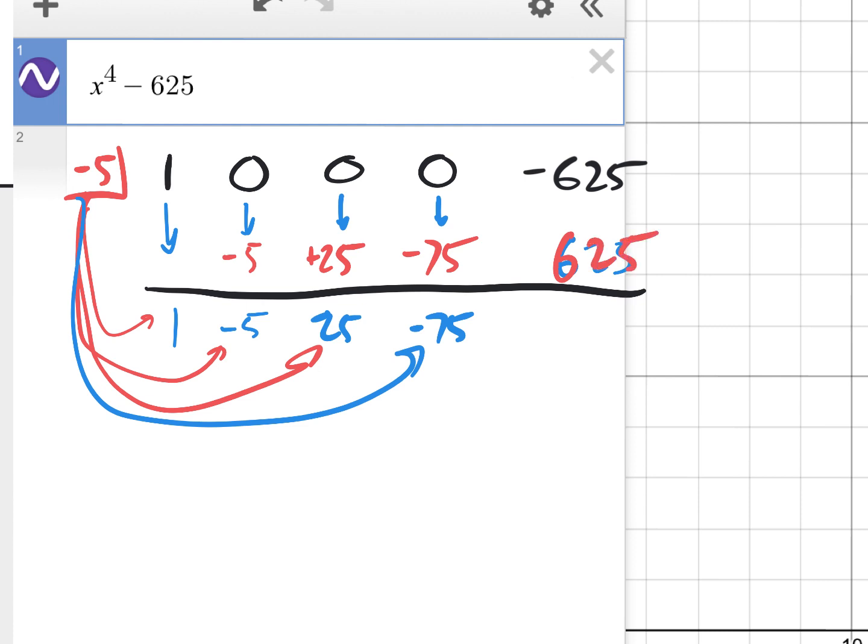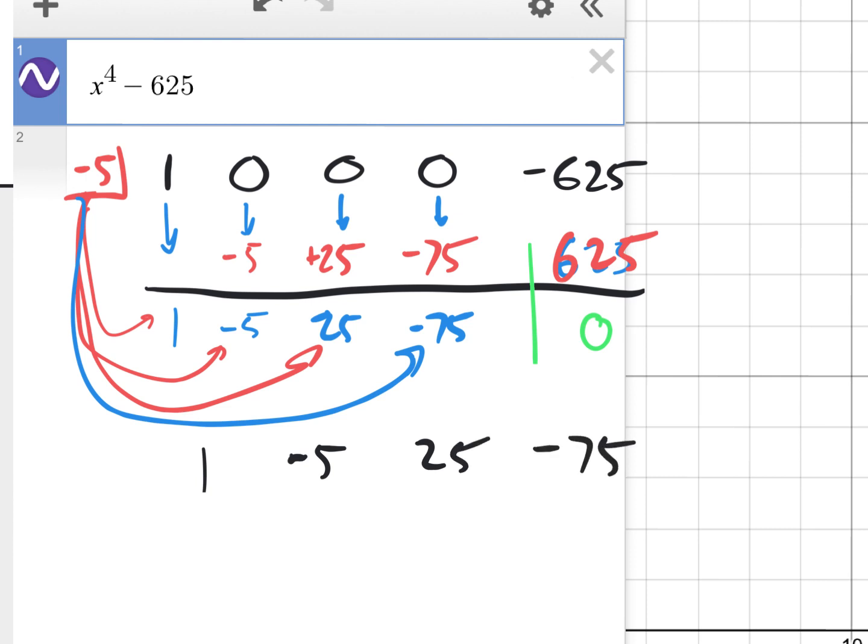And then, of course, the remainder is 0, but that doesn't surprise me because it has to be 0, because I know that this is a solution, right? So this is my depressed polynomial. It was an x to the fourth. Now it's an x to the third minus 5x squared plus 25x minus 75. But it's kind of pointless to actually write all that out. It's better to just use the same list of coefficients, 1, -5, 25, -75.